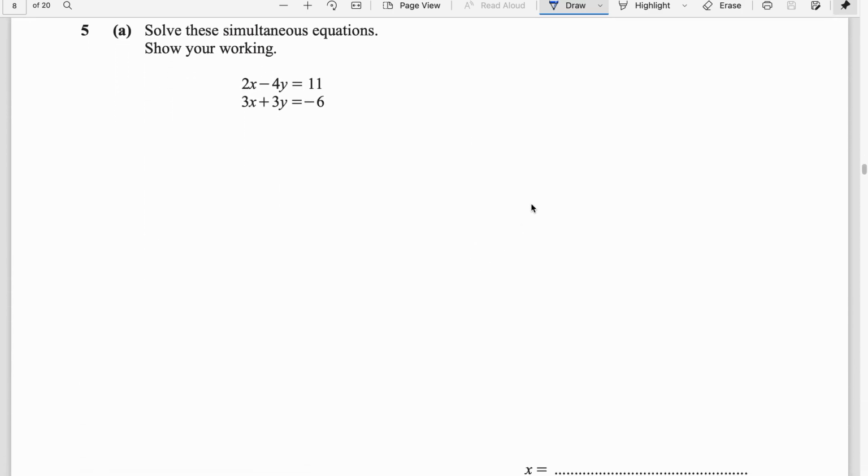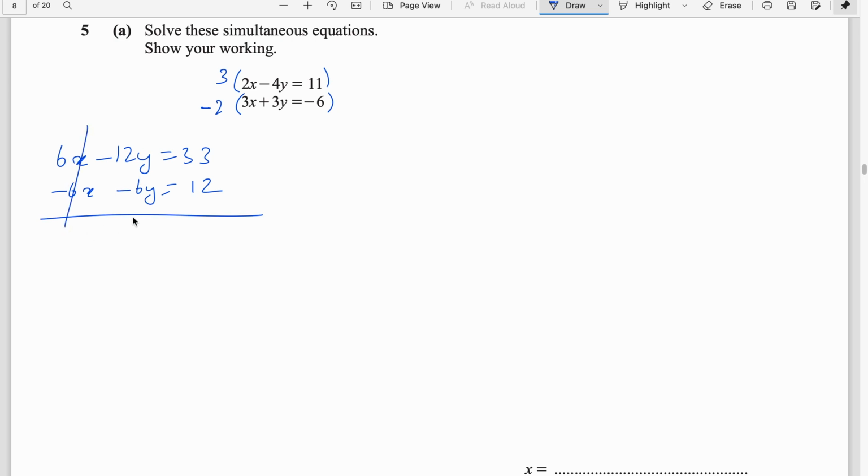Question number 5, simultaneous equations. I'll choose elimination. So I'm multiplying this with 3 and I'm multiplying this with 2. 3 2 times would be 6, 2 3 times would be 6, and directly, if we want to get the opposite sign, I'm using minus 2. So first equation, 3 2 times is 6x minus 12y equals 33. Second equation, minus 2 into 3 is minus 6x, minus 2 into 3 is minus 6y, minus into minus is plus 12. Now add these two, get rid of the x.